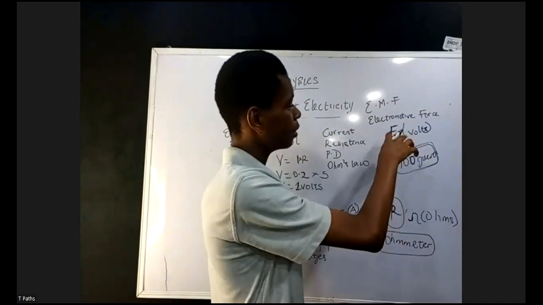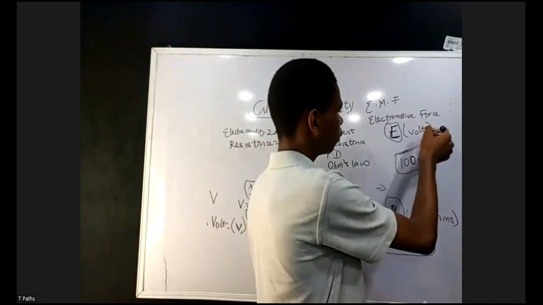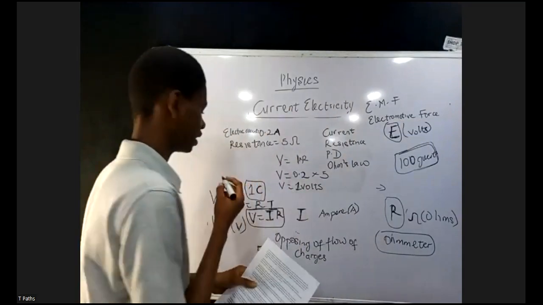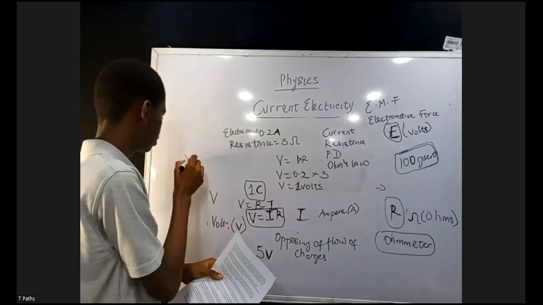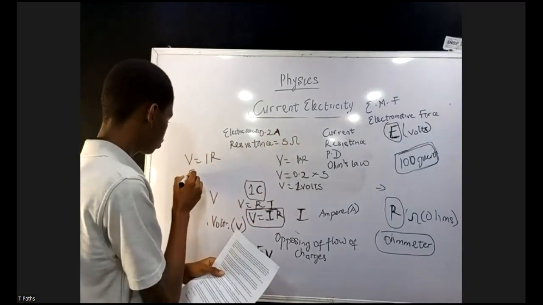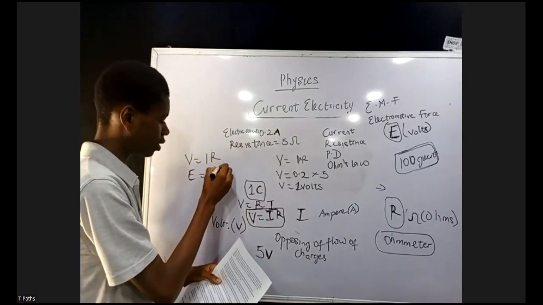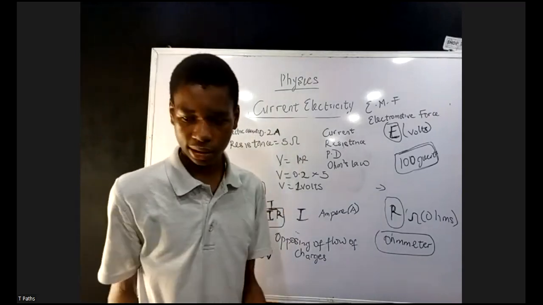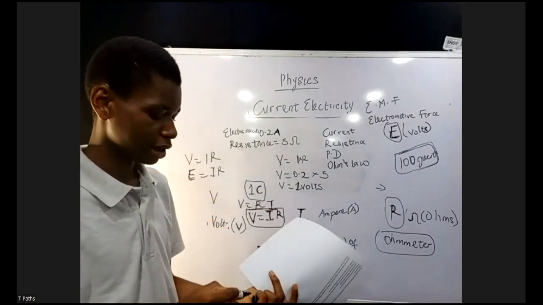So EMF of the cell is represented with an uppercase E this way, and then it's measured in volts. So now we have this as my EMF. Just like the potential difference that is measured V equals IR, my electromotive force is also E, that's uppercase E, which is electromotive force, equals IR, where I is electric current and R is resistance. So I have E equals IR as my electromotive force.